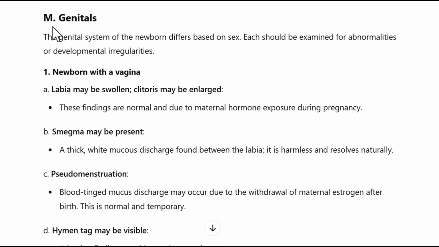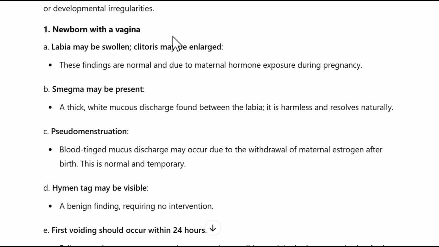M. Genitals. The genital system of the newborn differs based on sex. Each should be examined for abnormalities or developmental irregularities. 1. Newborn with a vagina. A. Labia may be swollen, clitoris may be enlarged. These findings are normal and due to maternal hormone exposure during pregnancy.